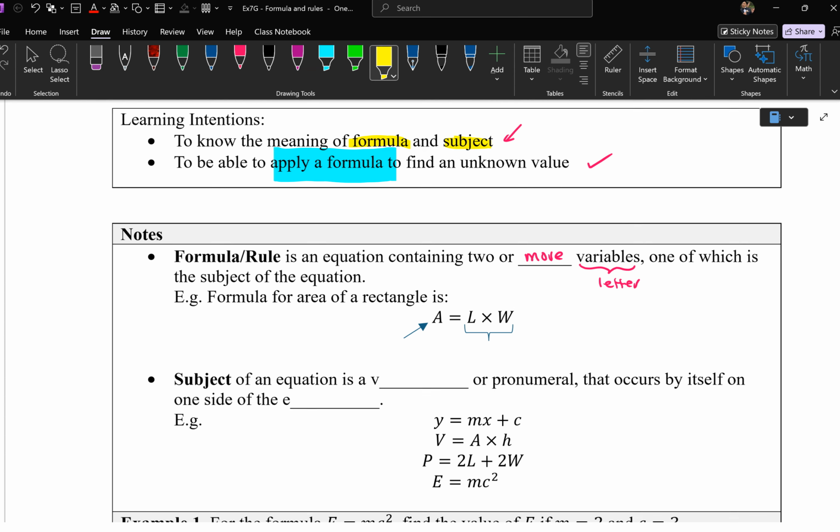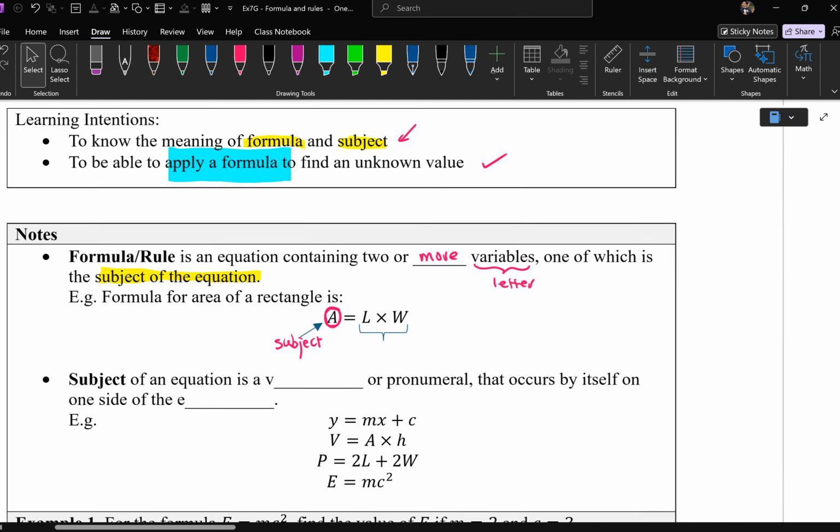Now that is the line that a lot of students don't yet understand. That's okay. All they're trying to say is when you say something is the subject, it means the letter or the variable is by itself. This is called the subject. So the subject is what you are focused on. What are you trying to find?